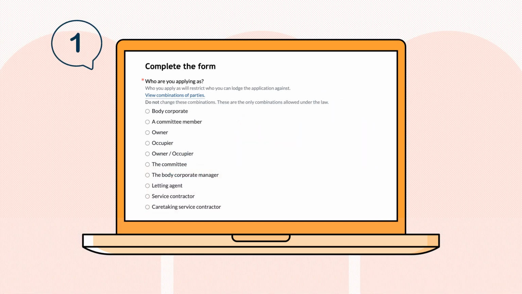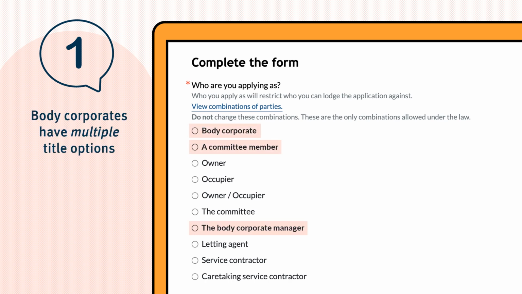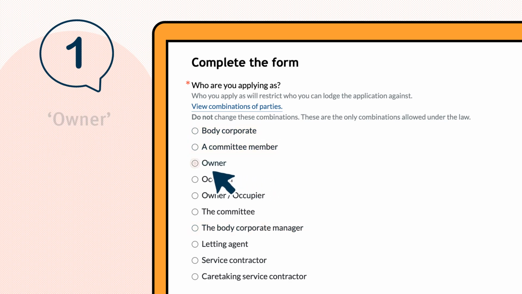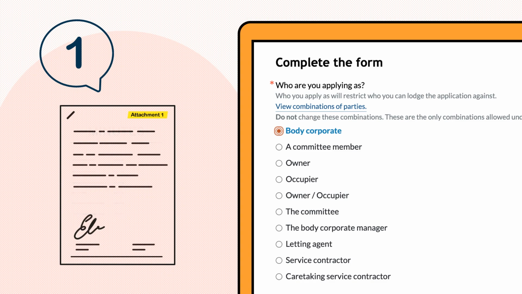The first question on the form identifies the capacity in which you're making the application. You can have multiple titles in a body corporate, so select the title most relevant to the dispute you are trying to resolve. If you're applying as the owner of a lot, select Owner. If you're applying as the body corporate, you must include a copy of the minutes or a record of the decision authorising you to apply.